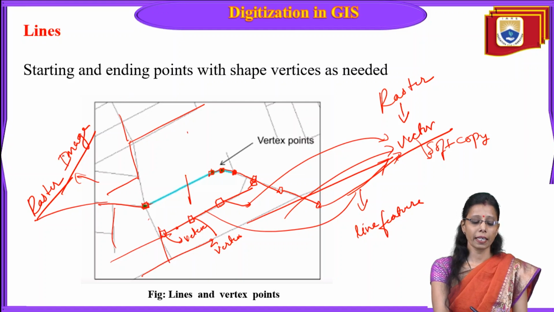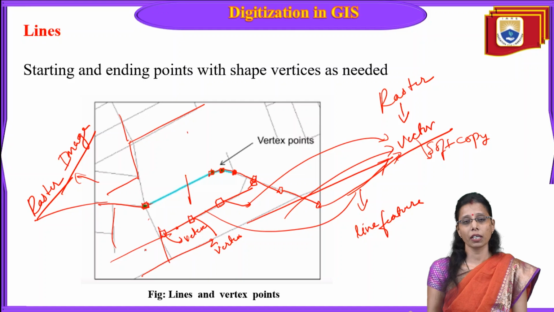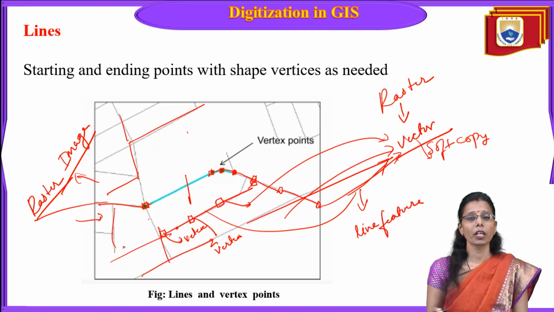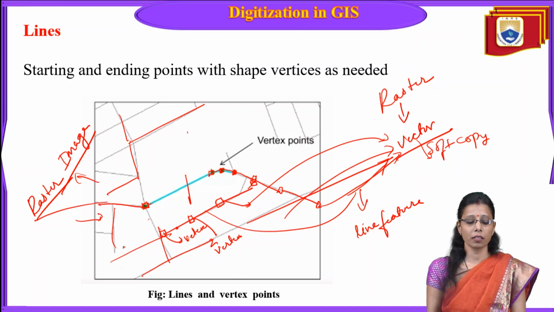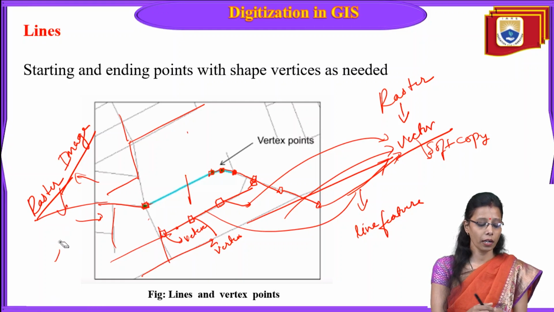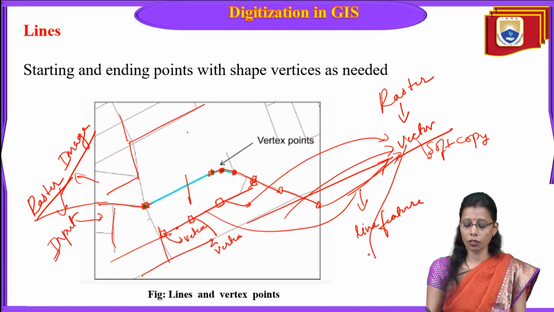The image will be taken as raster. When we are going for the digitalization process, the initial image should be raster. So the input file should be raster. Raster is your input file, and vector is your output file.